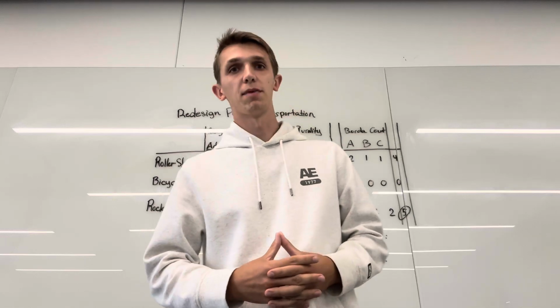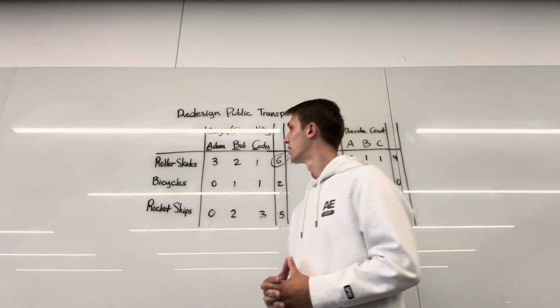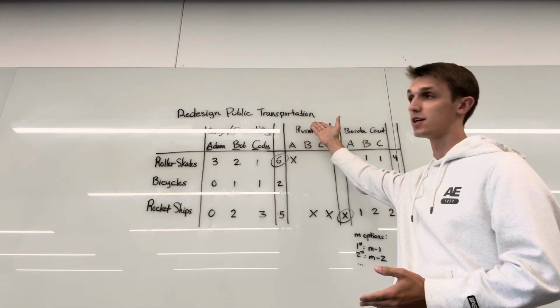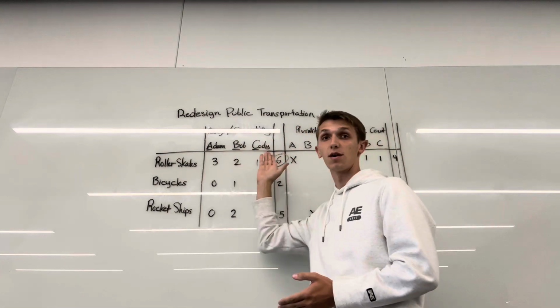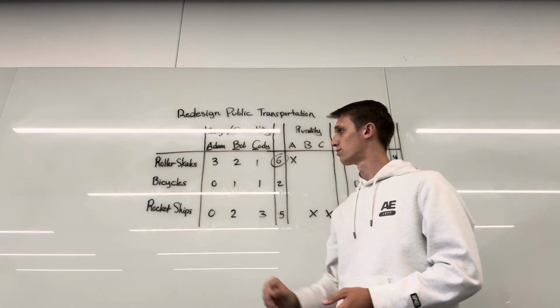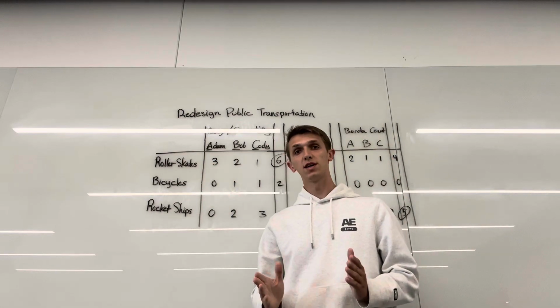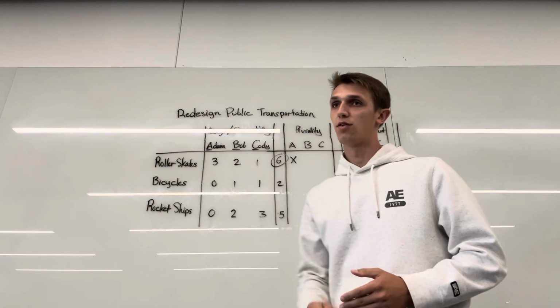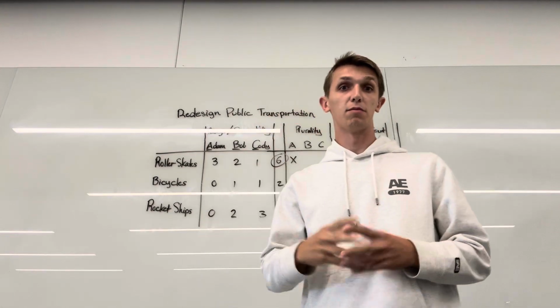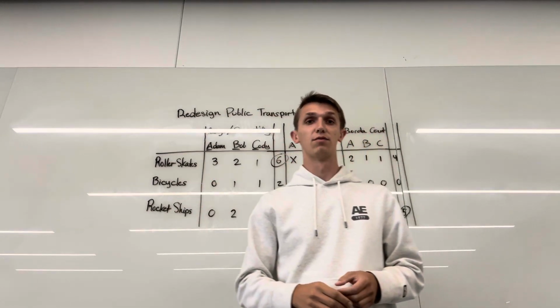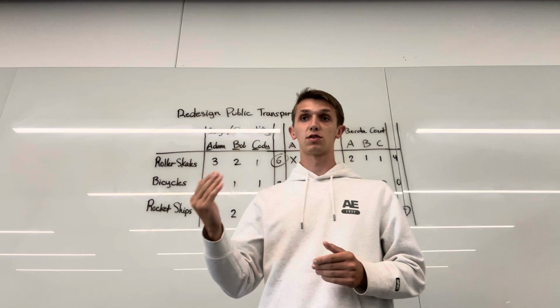In range voting, basically, you have your ideas. You can use this example right here. Let's say you're redesigning the public transportation. Adam, Bob, and Cody are working on this project, and they're contemplating roller skates, bicycles, and rocket ships. With range voting, you look at each idea and rank it on how much you think it's a good idea. In this example here, I did it on a ranking from 0 to 3.